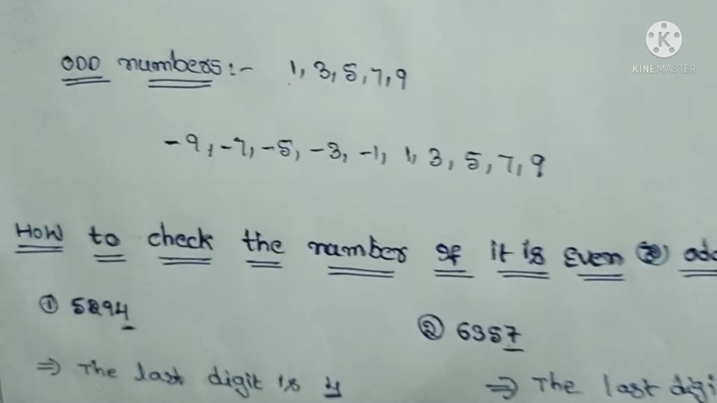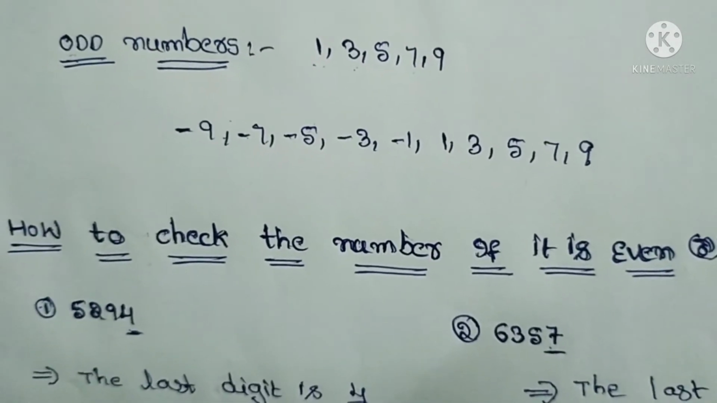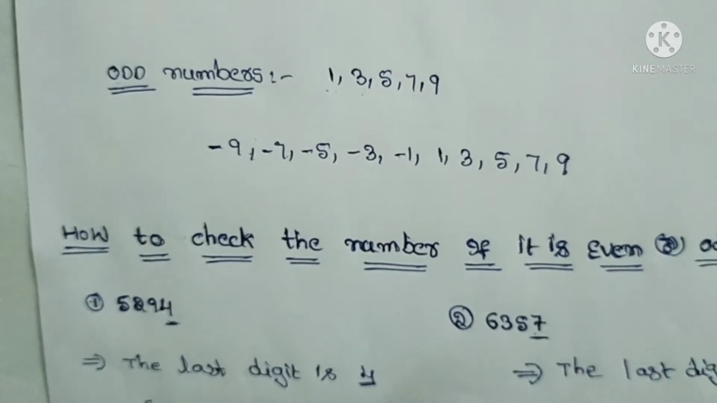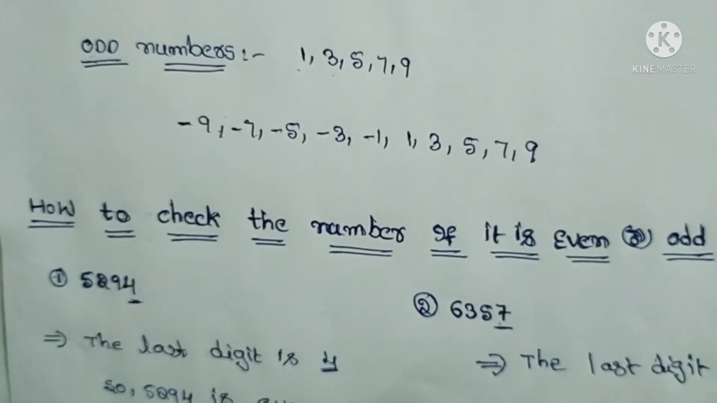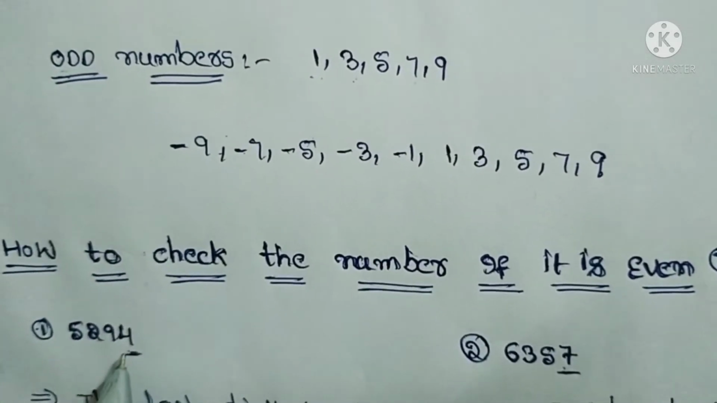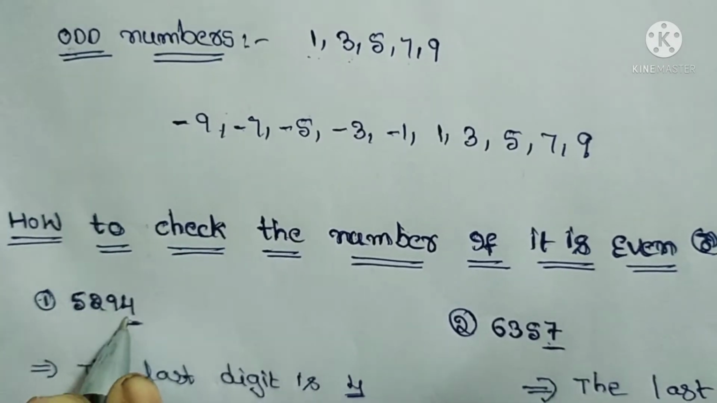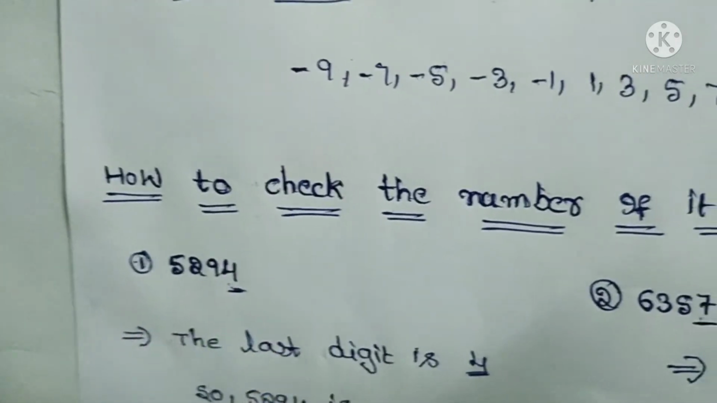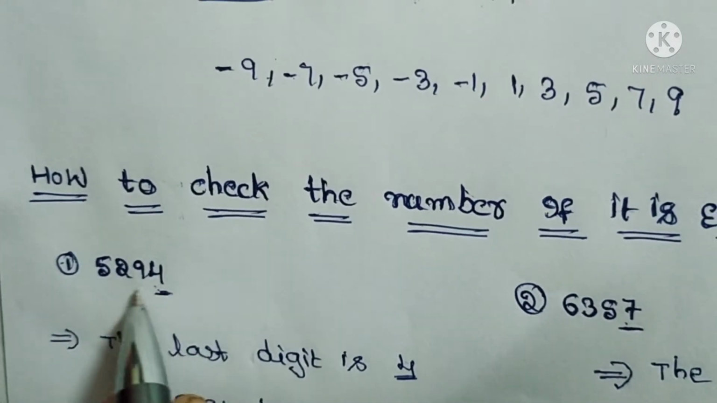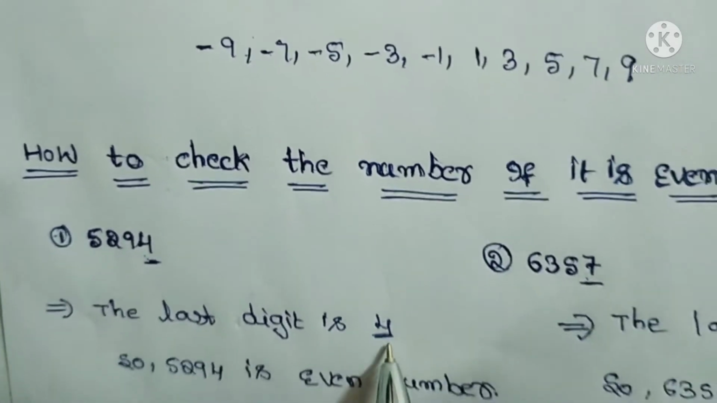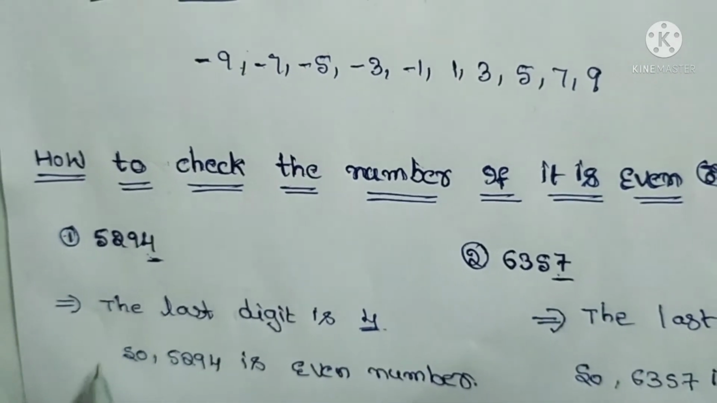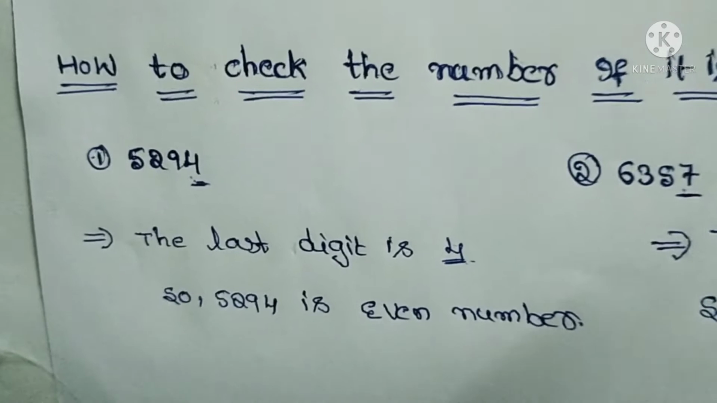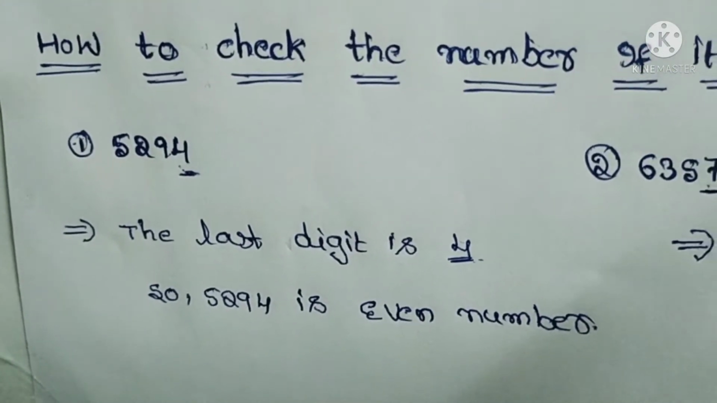For example, 5294. We check the last digit only. We don't check the complete number. The last digit is 4. 4 is an even number. So 5294 is an even number.